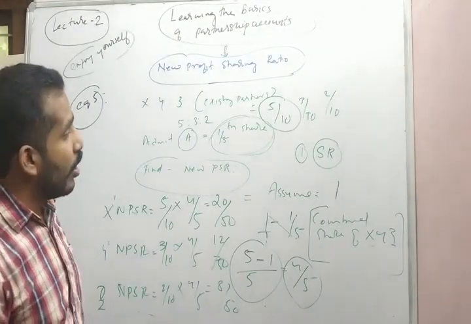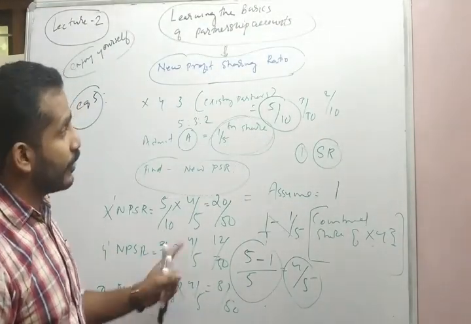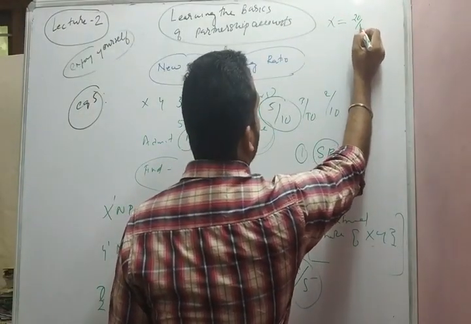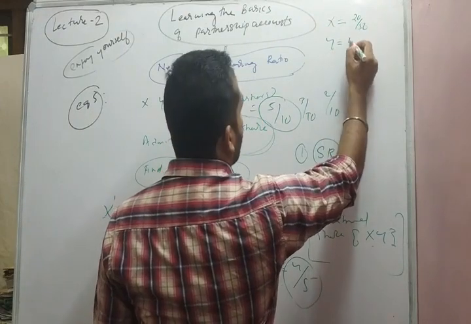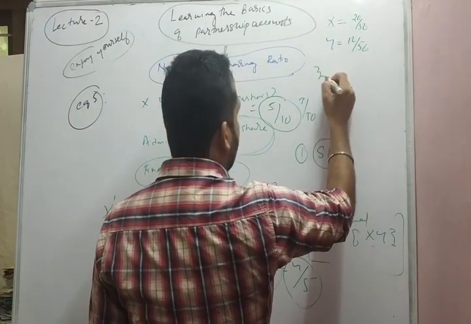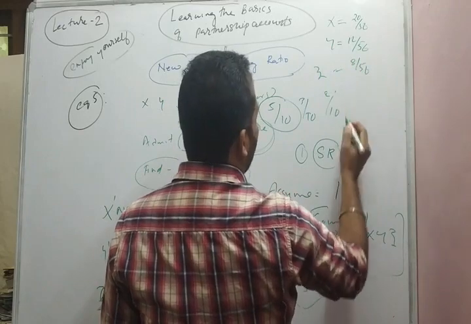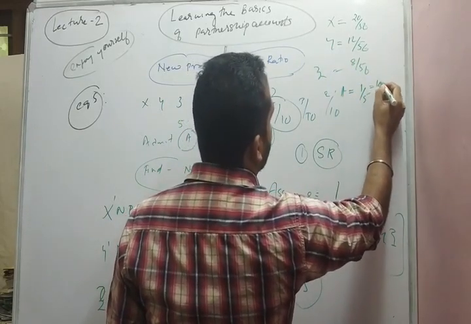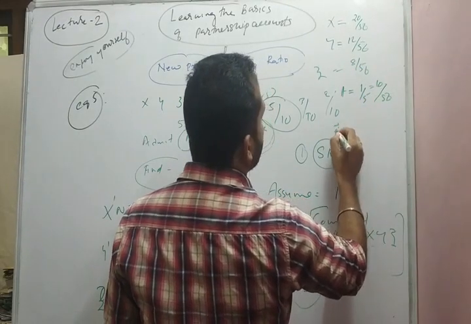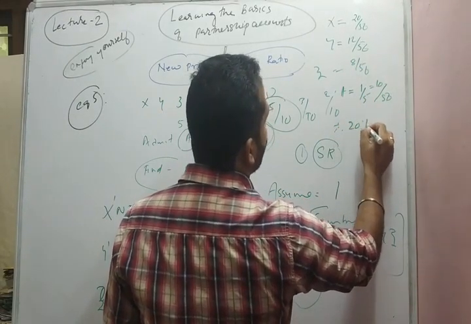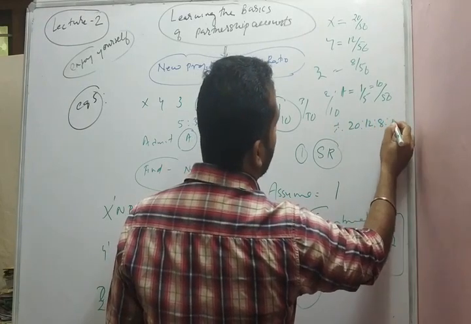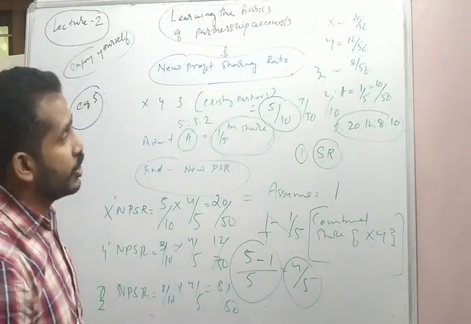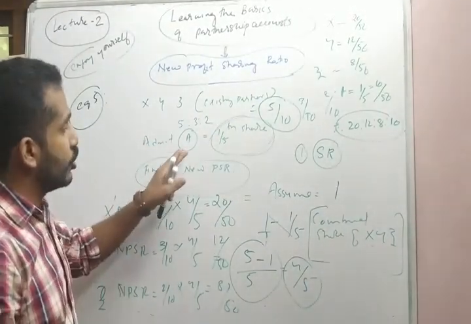So to conclude, what is the new profit sharing ratio after A's admission? For X, 20 by 50. For Y, 12 by 50. For Z, 8 by 50. And for A, it is 1 by 5, which means 10 by 50. So what is the new profit sharing ratio? 20 is to 12 is to 8 is to 10. This is the new profit sharing ratio of the partners after the admission of A.